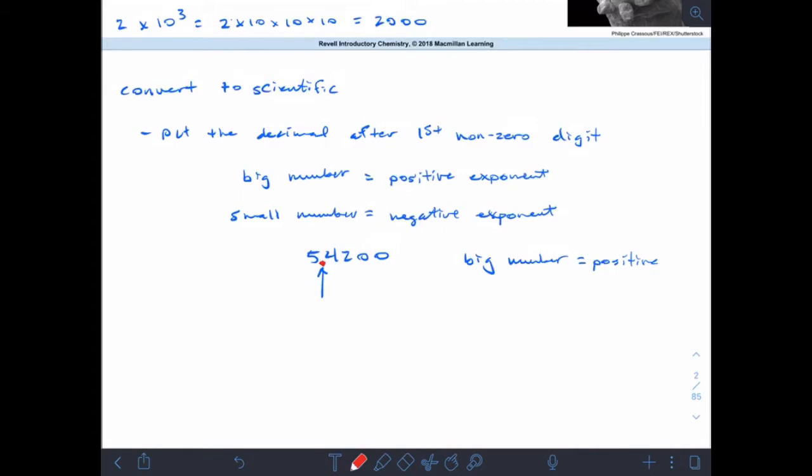Okay, so we're going to say that we're bringing the decimal place from the end of the number. So I've moved that decimal place now 1, 2, 3, 4 places. Okay, so that tells me what my exponent is. So this number in scientific notation is 5.42 times 10 to the 4. Okay, a positive exponent for a big number. And I've moved the decimal place 4 places. So that tells me what my exponent is.